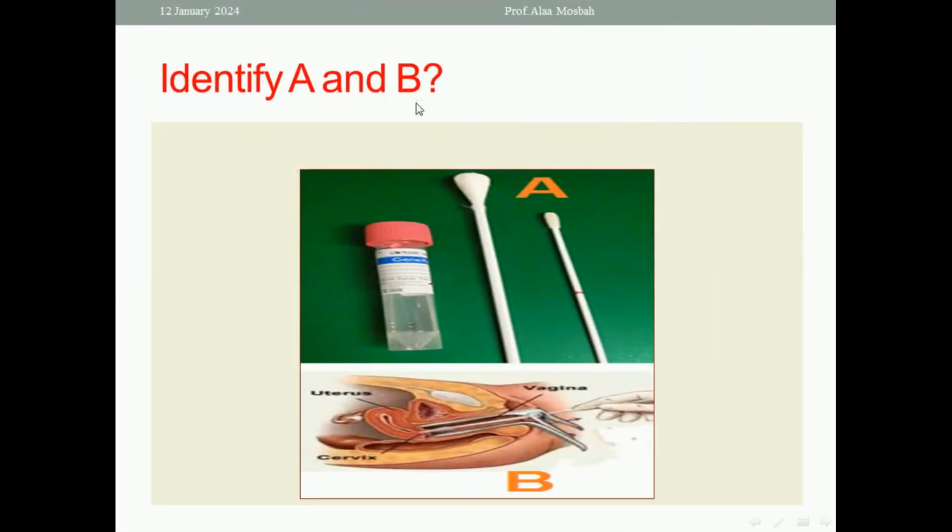Identify A and B. Look at this picture and identify A and B. A is a cotton-tipped swab. B is a cervical swab for infection. For vaginal discharge or infection related to sexually transmitted diseases, for example gonorrhea, we can do a high vaginal swab or a swab from the cervix, from the external os.